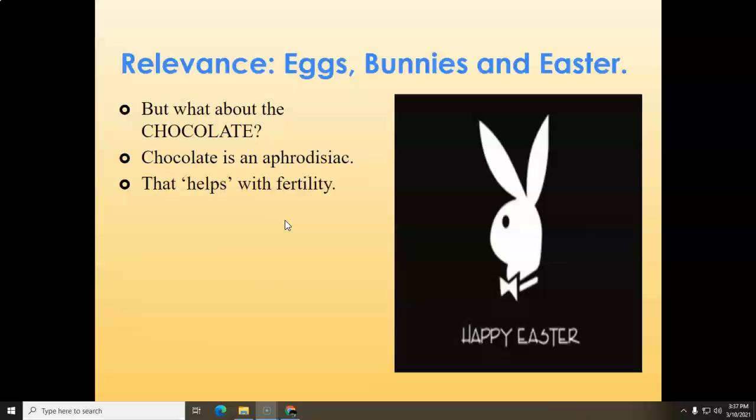So what about the chocolate? Okay, well, chocolate is an aphrodisiac. Aphrodisiacs are foods that help with fertility because they get you in the mood. They trigger hormones. And also, you can see over here the very popular symbol that I'm sure you recognize, and that is why that symbol is a rabbit, because it's associated with fertility in females. And then you put all of the eggs and your chocolate in a basket, which is symbolic of being a nest. And then the bunny delivers it at nighttime. And then you have it Easter morning.